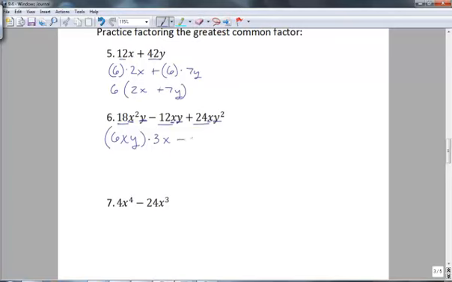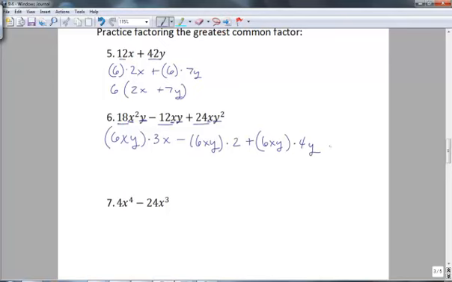And in the second term, I've got 6xy times, well, I've got a 2 from the 12, but that's it. There's no extra x's or y's. Plus, the last term I have an extra 4 because 24 divided by 6 is 4. And then I've got an extra y because of the y squared.